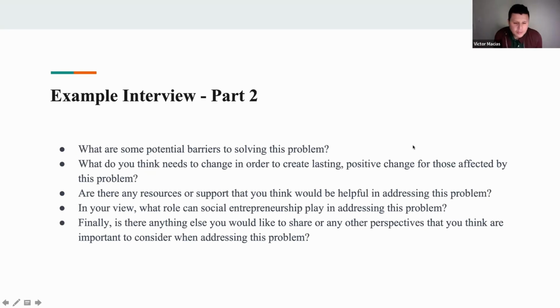Let's see. These are a couple more questions. So, what are some potential barriers to solving the problem? And then a really good one is leaving the last one very open-ended. Is there anything else you would like to share or any other perspectives that you think are important when addressing this problem? Again, open-ended questions.